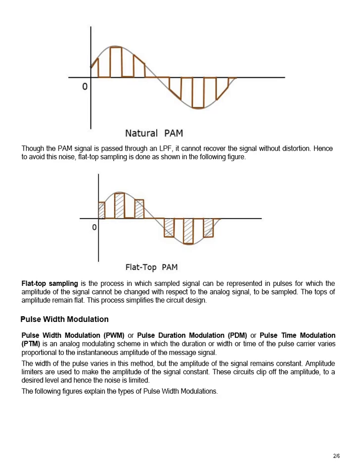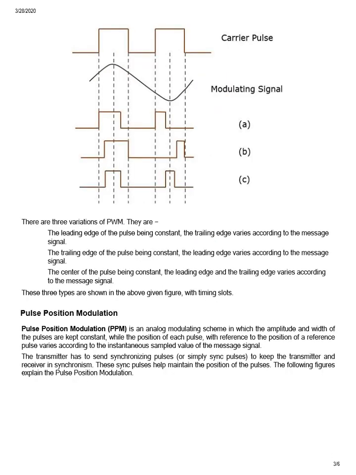So let me just show you the waveform. So this is the carrier pulse and this is our input signal or the modulating signal. And you can observe three different waveforms.